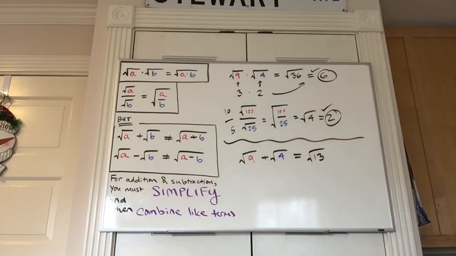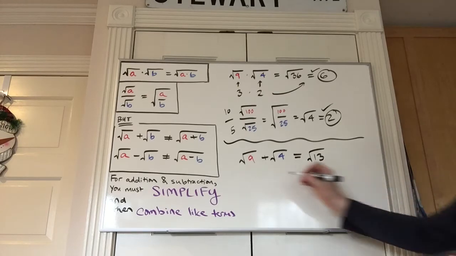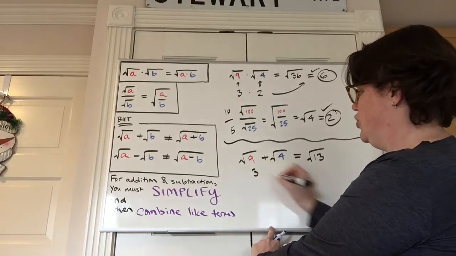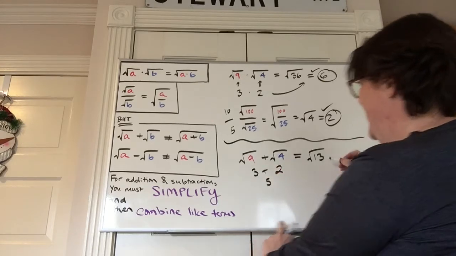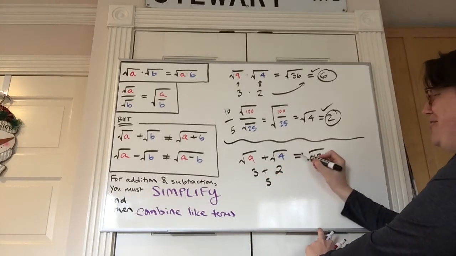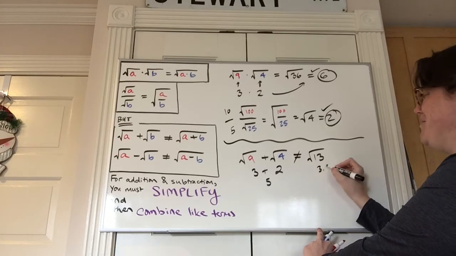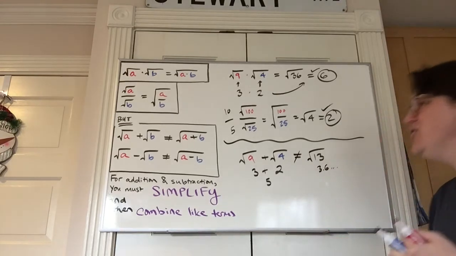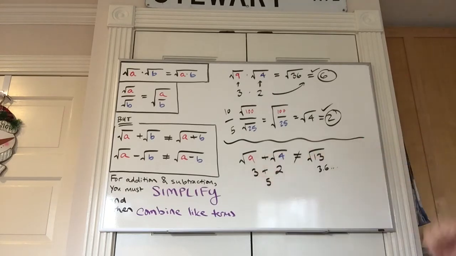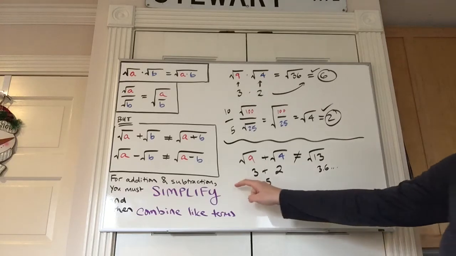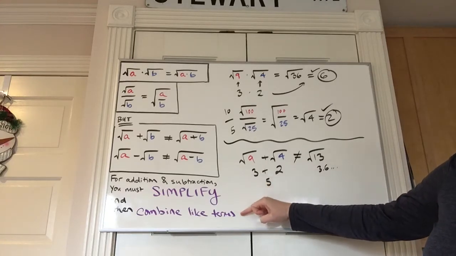But if you think about that for a second, that's clearly wrong. The square root of 9 is 3, the square root of 4 is 2, so these add up to 5. The square root of 13 is definitely not 5. The square root of 13 is like 3.6 something. So it turns out that you are not allowed to add two square roots together or subtract two square roots together. Instead, we simplify our roots and we combine like terms.